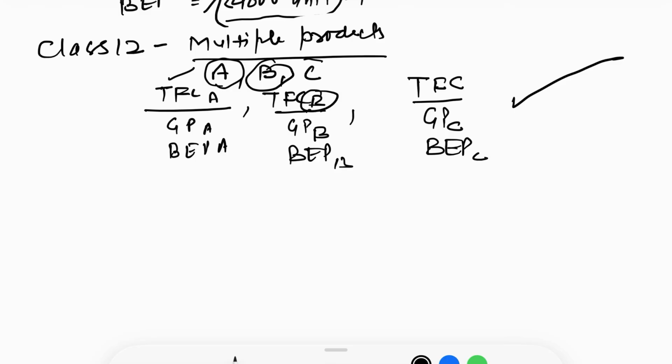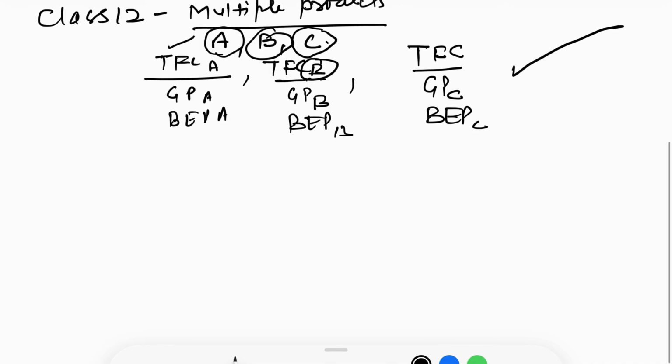Exact, perfect logic. You can do this only if TFC of product A, TFC of product B and TFC of product C is given to you. Agree? What if this total fixed cost is given to you in total? Which means instead of giving you separate total fixed cost for A, B and C, I give you total fixed cost of making A, B and C as, let's say, rupees 2 lakh. Then what will you do? Agree?